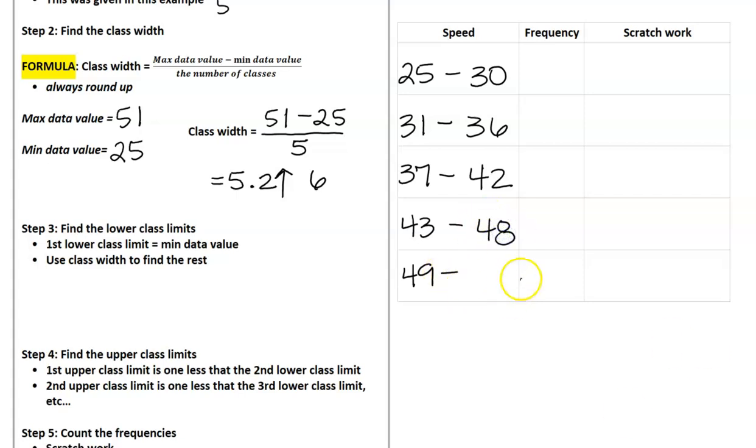And then to find the upper class limit of the last class, we will use the class width. Again, notice from 30 to 36, we added 6. That's the class width. From 36 to 42, we added 6. 42 to 48, we added 6. And finally, we will add 6 to 48 to find our last upper class limit of 54.